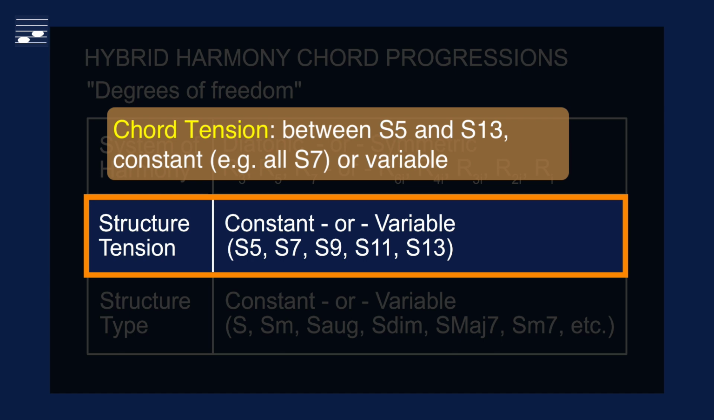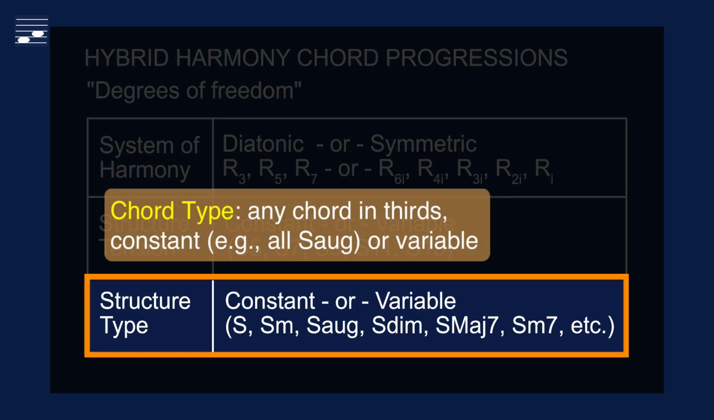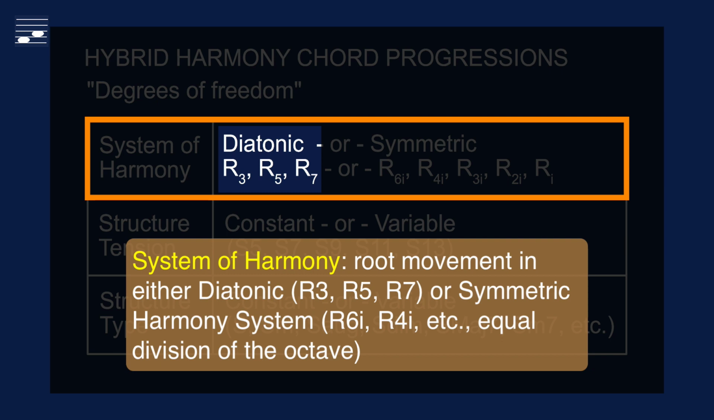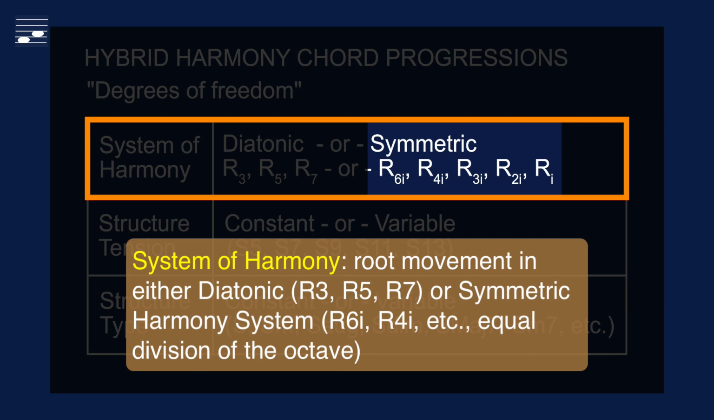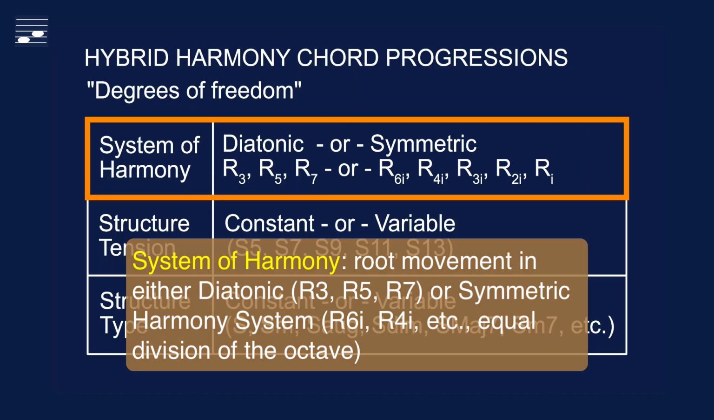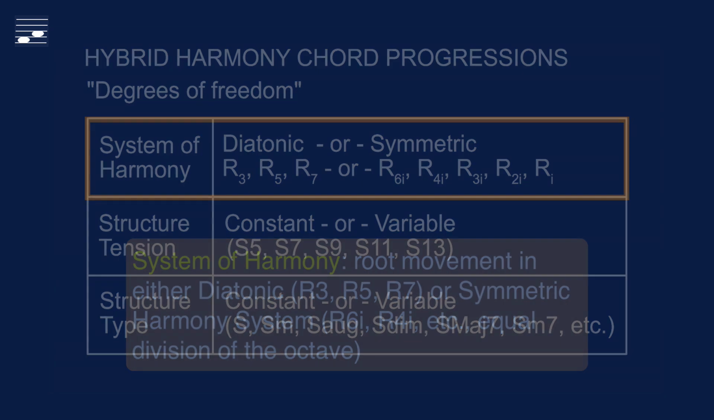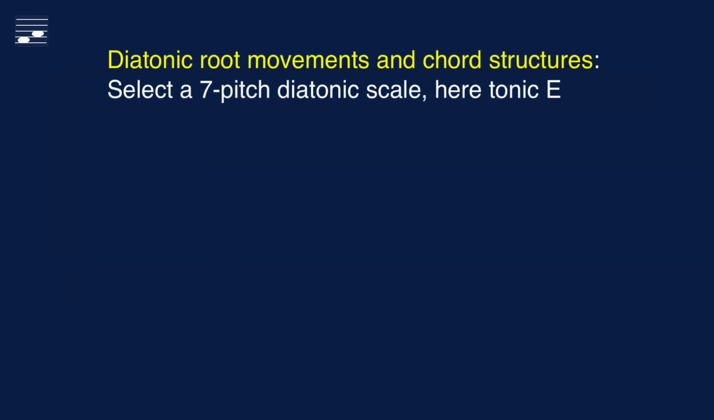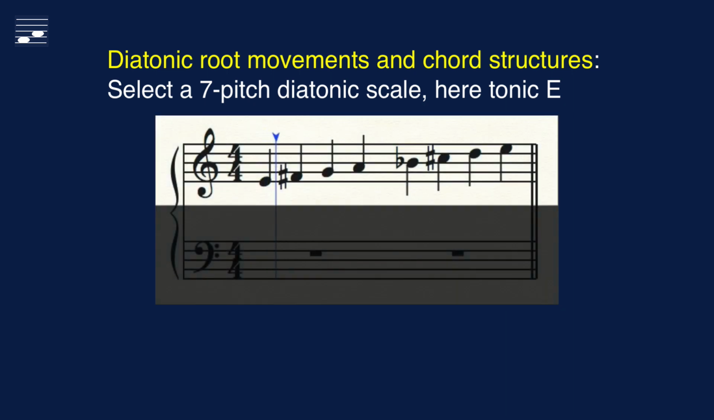All chords in the progression may be 7th chords, or vary between tension level 5 and 13. We may use, say, augmented triads only, or use different chord types in the progression. We may write a series of extended chords in either the diatonic or symmetric system of harmony, where the latter is based on a set of roots involving equal division of the octave. For progressions in the diatonic system, we use the example scale on tonic root E, presented here.